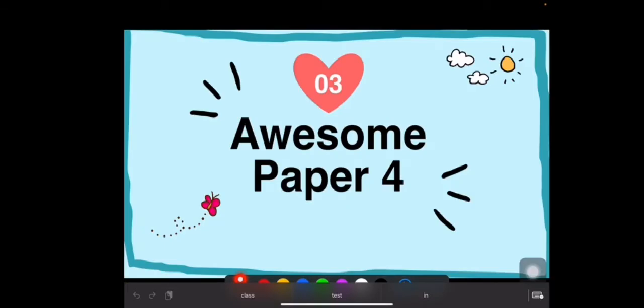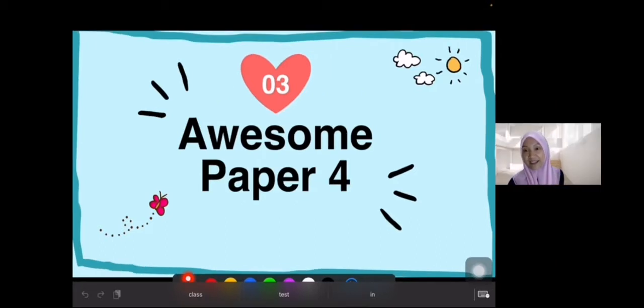Okay. That is how kita nak belajar cara menulis dengan baik supaya dia boleh bantu kita untuk jawab paper 4. Next is awesome paper 4. Dalam ni barulah I akan share dengan you sedikit sebanyak teknik menjawab paper 4. I hope yang sebelum ni semua orang pun understand.